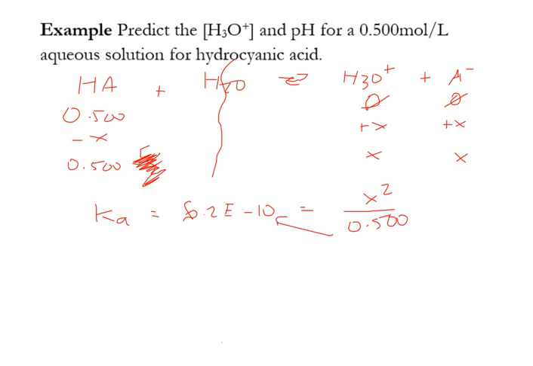Well, since that's your x value, we now finally have the H3O+ value, because that's what we wanted. If you want a pH, all you have left to do is negative log this thing. So if you negative log this value here, you'll get yourself a pH.